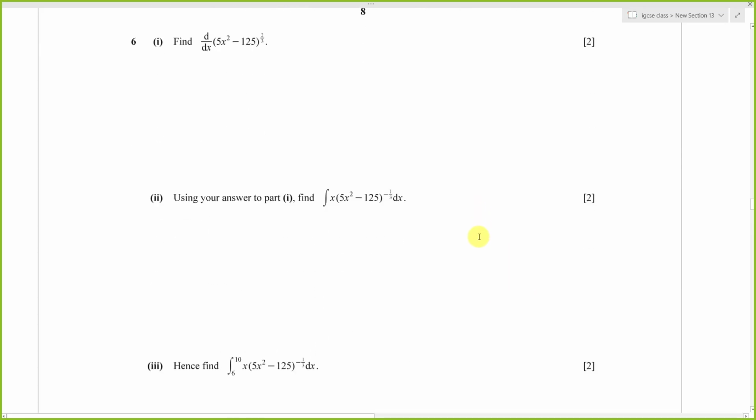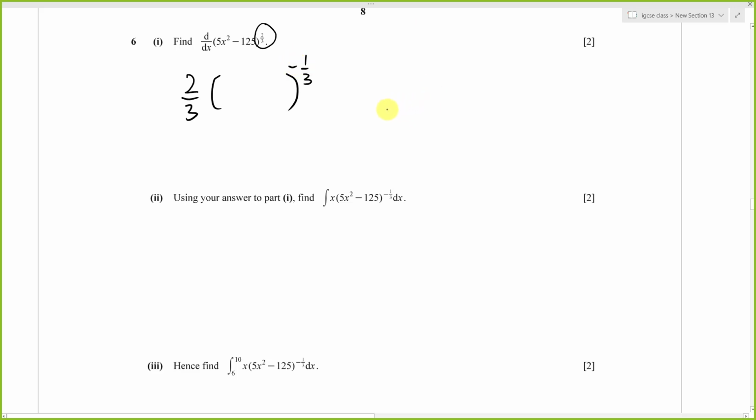Shouldn't be too difficult. So number 6, part 1 here asks you to differentiate this one: 5x squared minus 125, to the power of 2 over 3. Just differentiate, nothing special. So I'm going to move the 2 over 3 to the front. Copy whatever is inside the bracket, and minus 1 becomes negative 1 over 3.